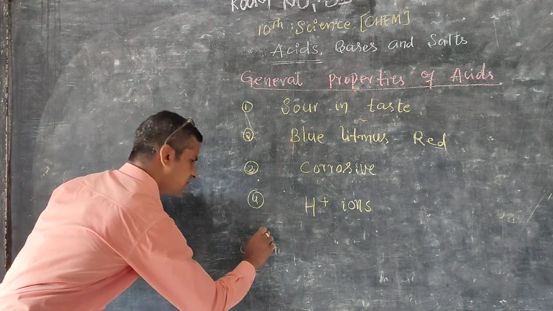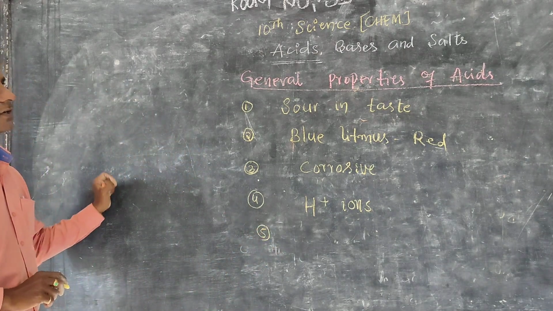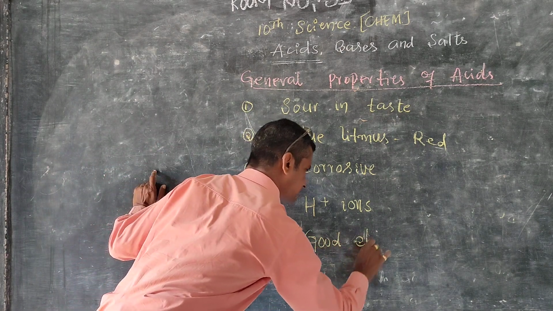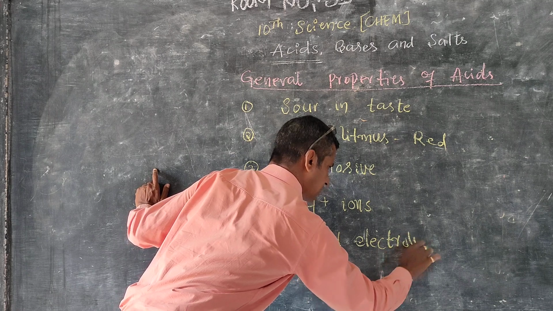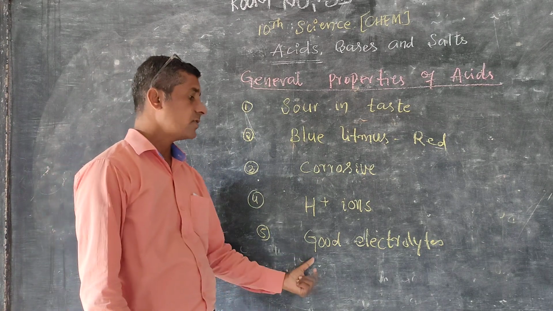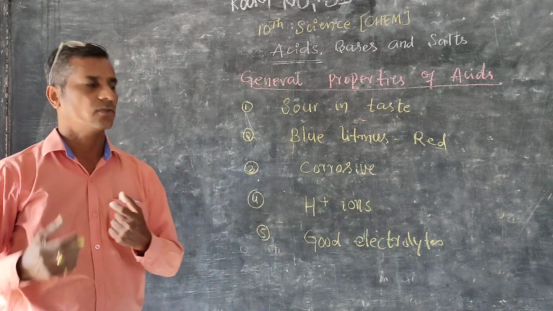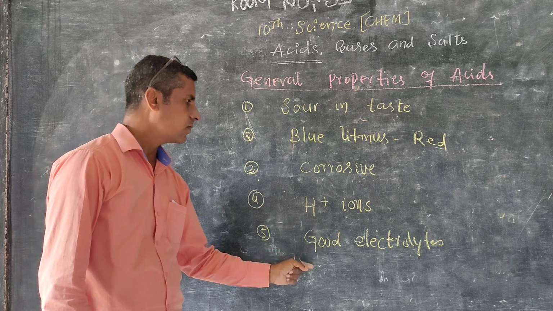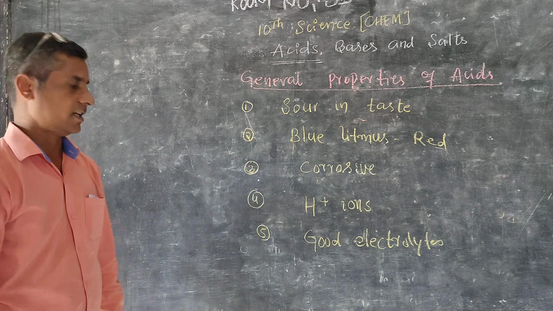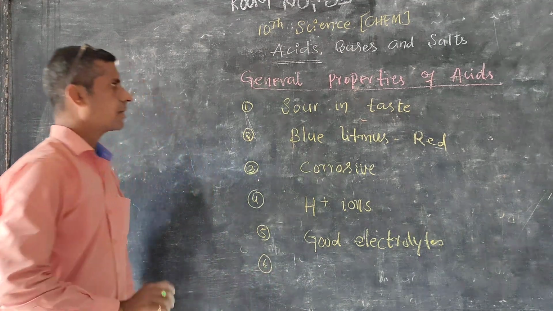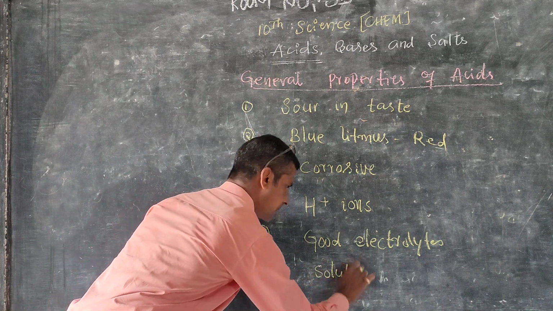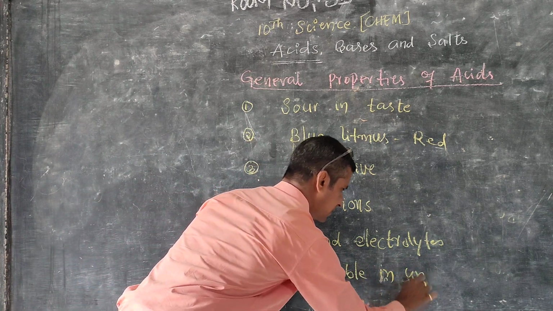Students, this is a very basic property of the acids, that means acids contain H plus ions. The next important property of the acids is that they are good electrolytes. Electrolyte means aqueous solutions which can conduct electricity. So generally the acids are good electrolytes. They can conduct electricity in the solution state. The next important property of the acids, they are soluble in water.